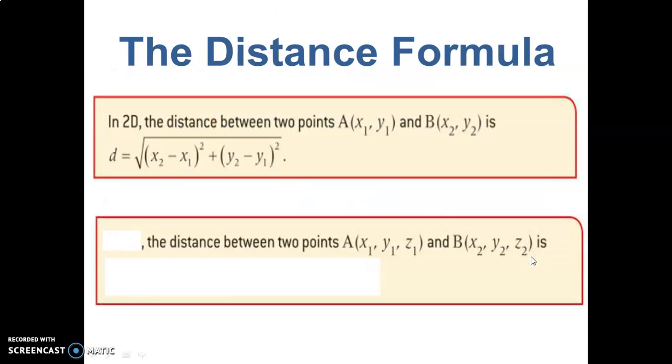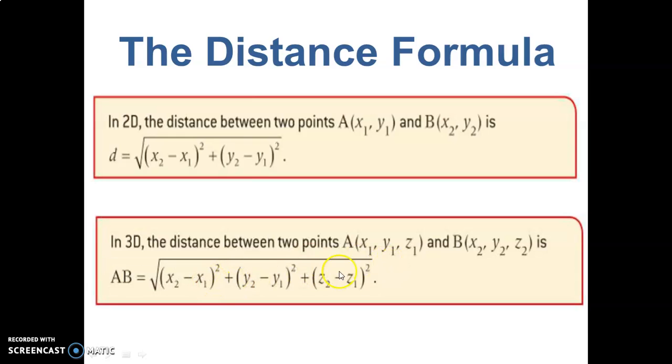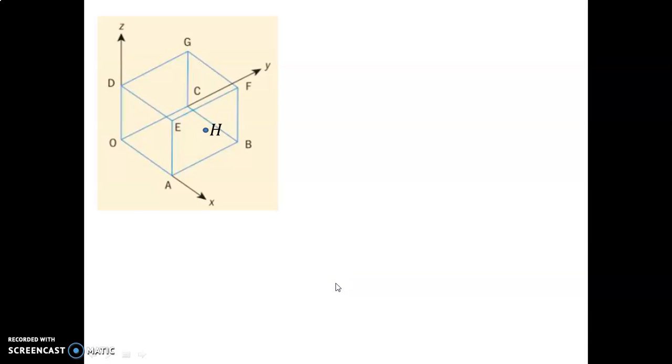Okay, so now the distance formula works the same way. In 2D we had our distance formula. In 3D space, the formula is exactly the same. It's like a 3D Pythagorean theorem. So we have the x part, the y part, the z part, and the root of that. It's just the same thing as the 2D one with the extra coordinate added there. Okay, with that, you're ready for this problem.